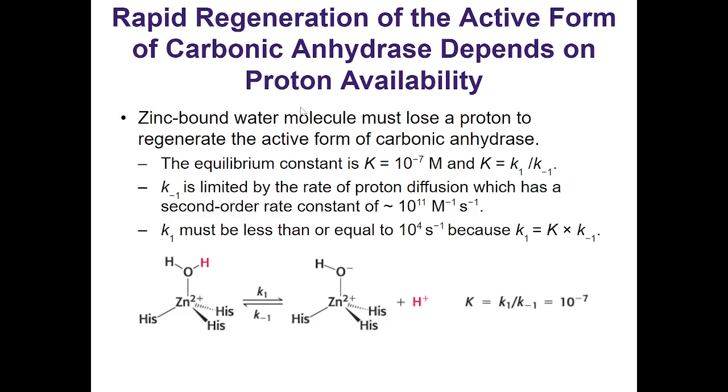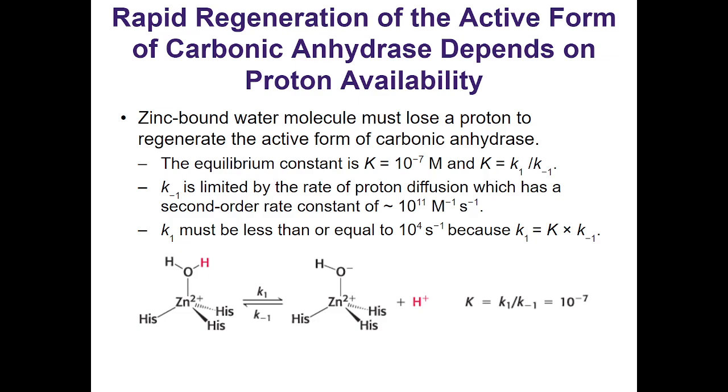So the zinc-bound water molecule must lose a proton to regenerate the active form of the carbonic anhydrase. The equilibrium constant is going to be K equals 10 to the -7 molarity. And that K, of course, is the K1 over the K minus 1, as we saw before, which is that binding, right? So the K minus 1 is going to be limited by the rate of proton diffusion. This is going to have a second order rate constant of approximately 10 to the 11th, molarity to the -1, second to the -1.